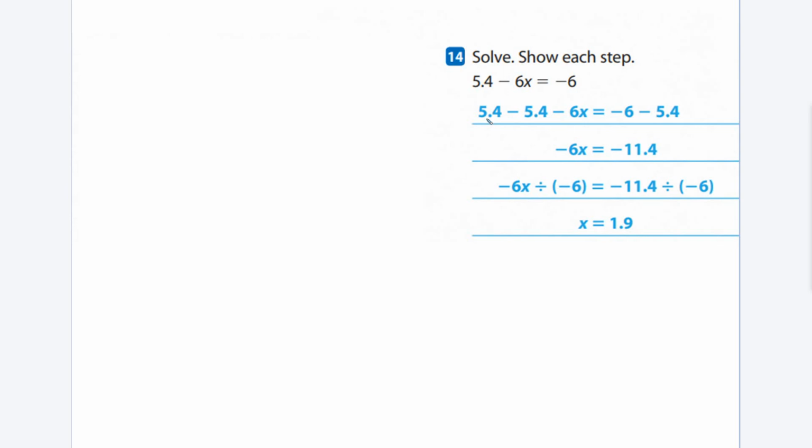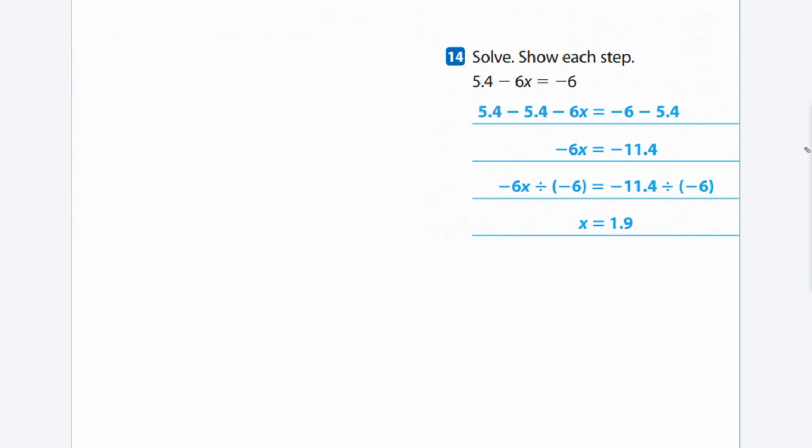We'll get to inequality soon. And then this will be 0, and then we're left with negative 6x. Negative 6 minus 5.4 will give us negative 11.4. If you don't remember how to solve integers, you should go back to previous videos, or you can go to your personal tutor. And then you got negative 6 times x equals negative 11.4, so you can divide by negative 6 like they did here. Whatever you do to one side of the equation, you have to do to the other side. Negative divided by negative is positive. 11.4 divided by 6 will give us 1.9.